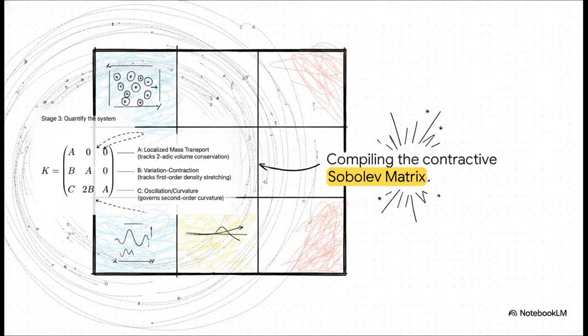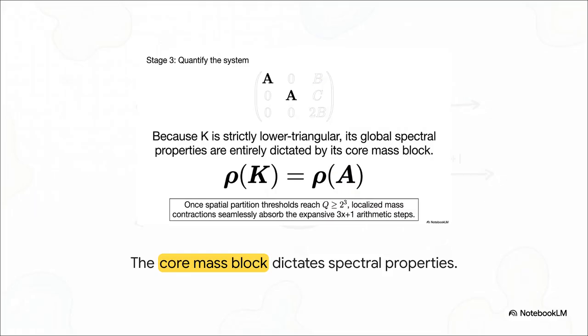It tracks three really important elements. Block A manages localized mass transport, ensuring our two-adic volume is conserved. Block B tracks the variation contraction, which is essentially the first-order density stretching. And Block C governs our second-order curvature and oscillation. The most crucial takeaway is in the core of this equation.